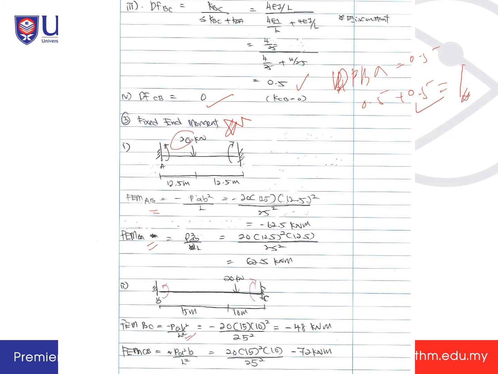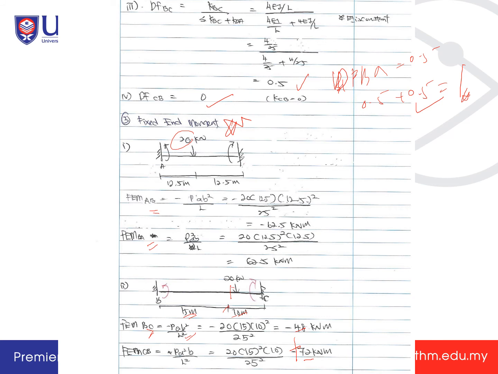The load is at 15 from the left, 10 from the right. Okay, the value is here. So you will get negative 48 and negative 72 for both. This is negative 48. Okay, and then this is BC. FEM CB, this is positive. Positive 72 kilonewton meter.